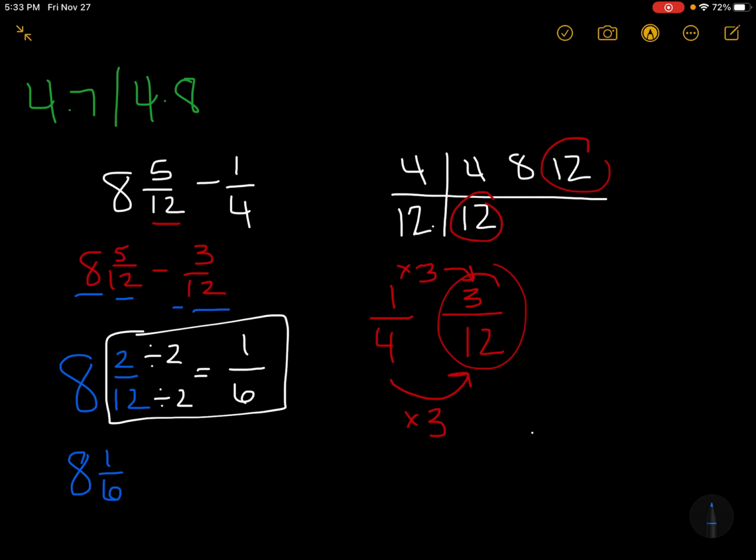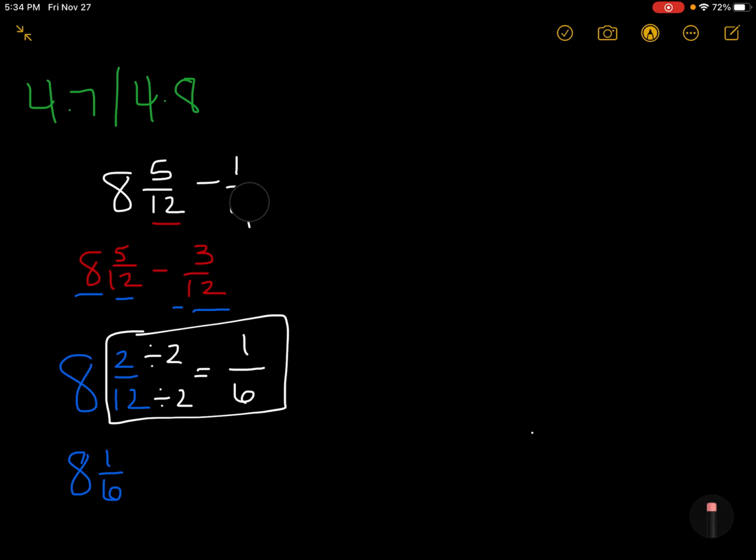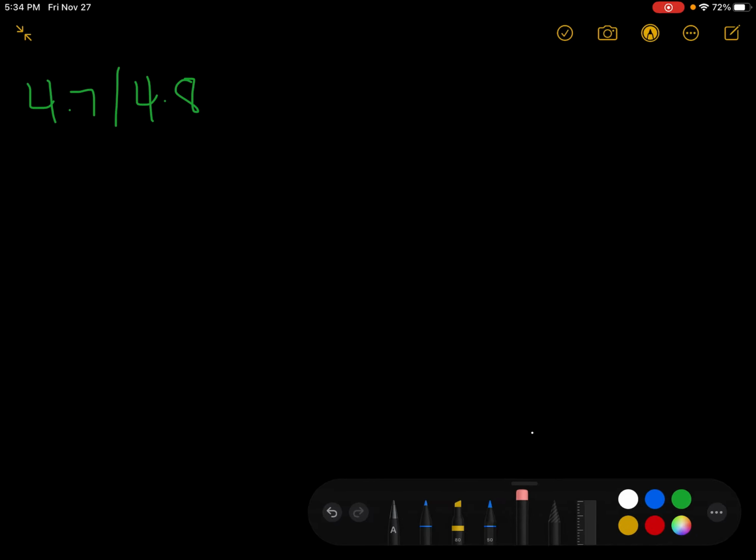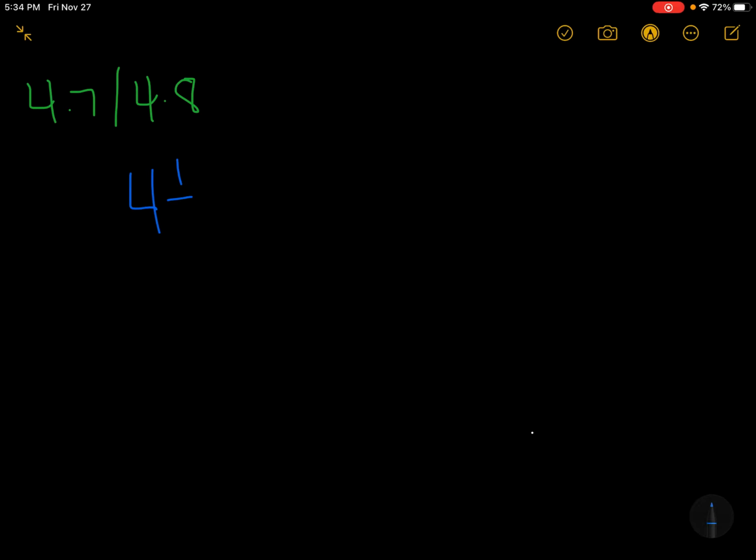Let me show you one more where our second number is larger than the first one. All right, here we go. Let's look at letter D from page 91. Here we go. The question asks for 4 and 1/3 minus 5 over 6.